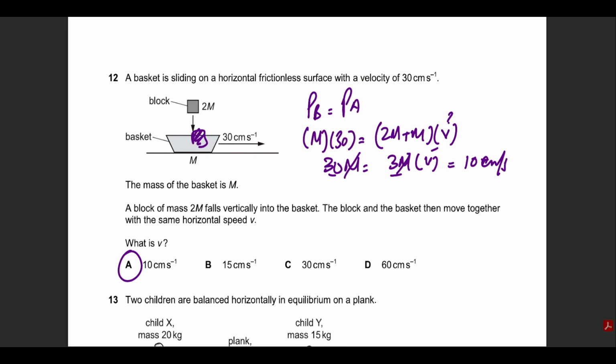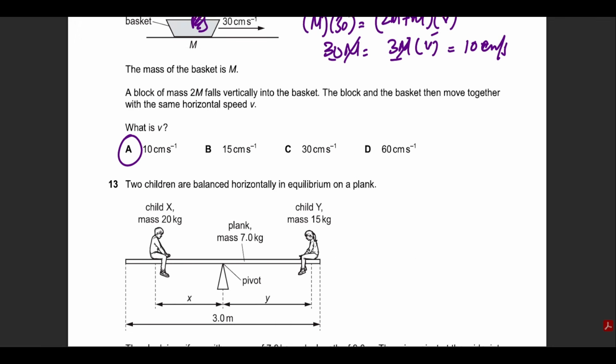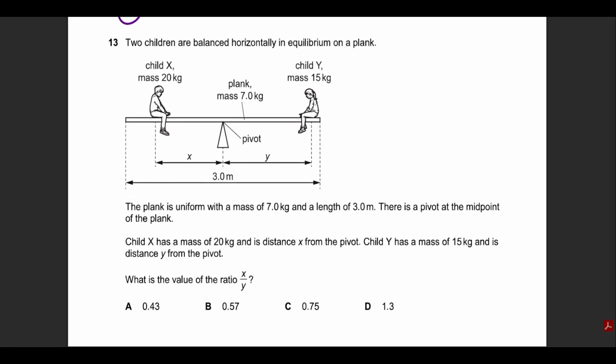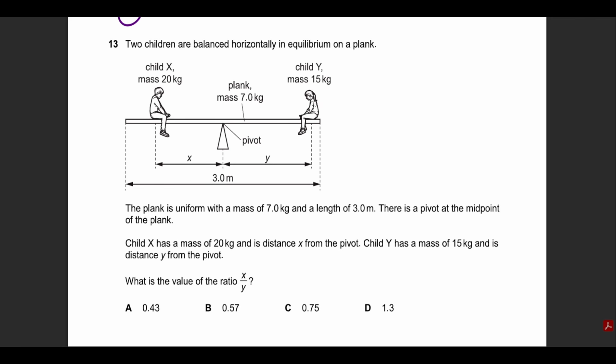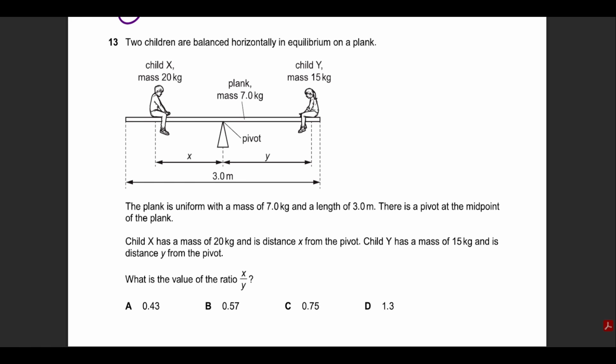Now, be careful about this question. They have been repeating it many times, so we can be careful about this and just ignore the 2D perspective. So, two children are balanced horizontally on an equilibrium plank. He wants us to find the ratio of x and y.